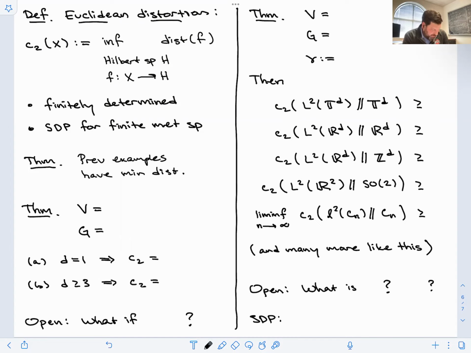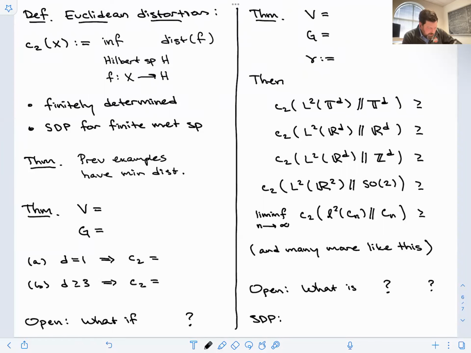We can also ask questions like, what's the Euclidean distortion of other metric quotients? I have two particular metric quotients that I'm interested in. I'm going to share those with you, and then we'll close the talk.